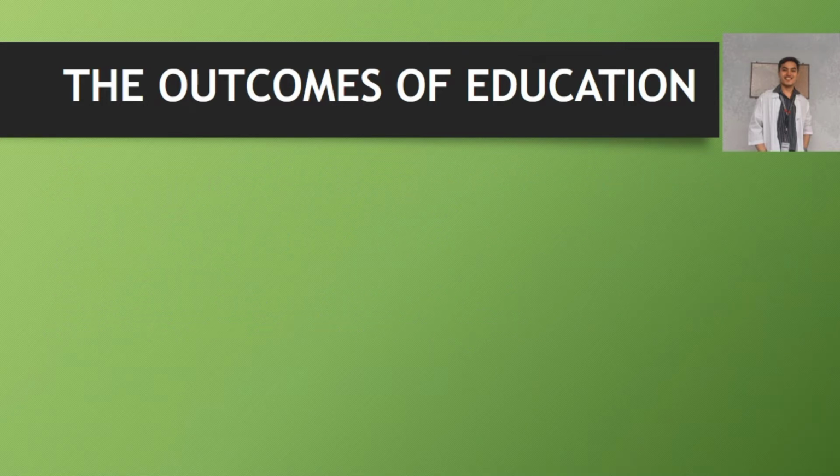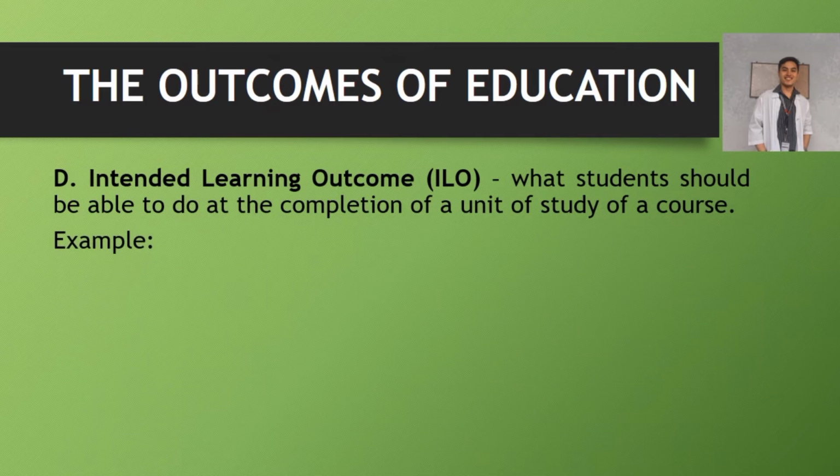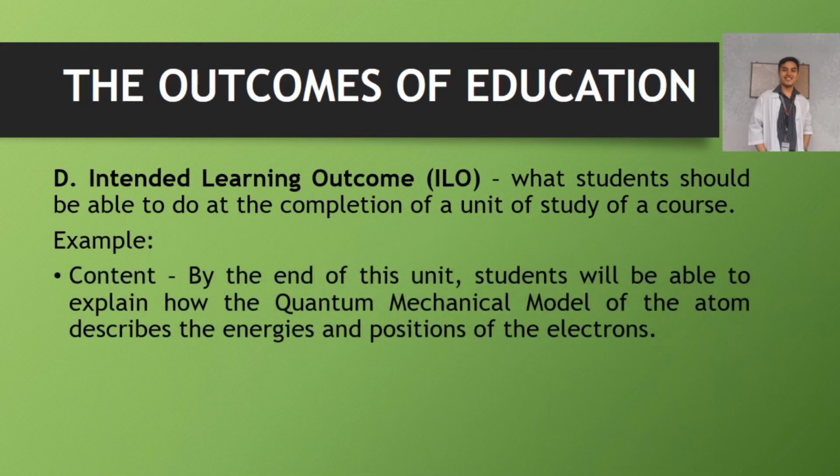So the last one will be the intended learning outcomes, or the ILO. It refers to what students should be able to do at the completion of a unit of study of a course. So intended learning outcomes define what a learner will have acquired and will be able to do upon successfully completing their studies. ILOs should be expressed from the student's perspective and are measurable, achievable, and accessible.